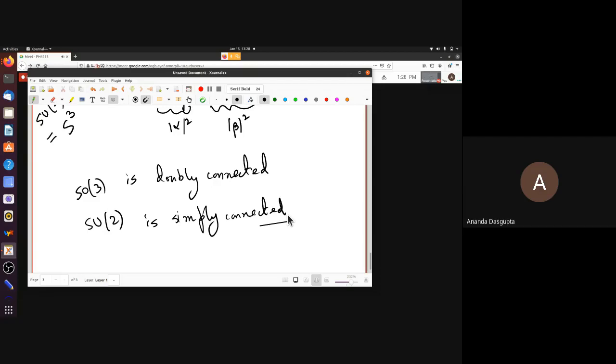So the answer to the original question, is SO3 the same as SU2? The answer is no. They are groups that are very similar to each other in some respects, and very, very dissimilar in other respects. And this dissimilarity actually is very important physically.